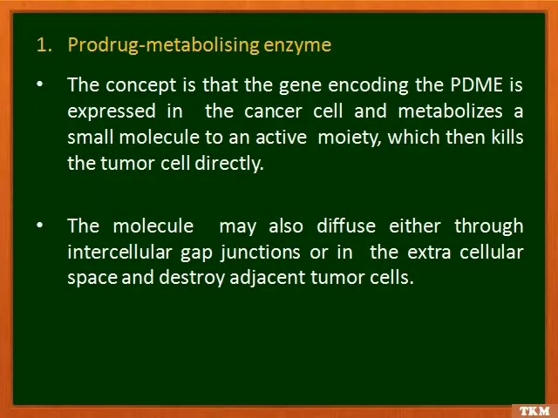So, discussing the first approach in detail: the prodrug-metabolizing enzyme. In this concept, the gene encoding the prodrug-metabolizing enzyme is expressed only on the surface of cancer cells, and it metabolizes a small molecule to an active moiety, which then kills the tumor cell directly. The molecule may also diffuse either through intercellular gap junctions or in the extracellular space and destroy adjacent tumor cells.